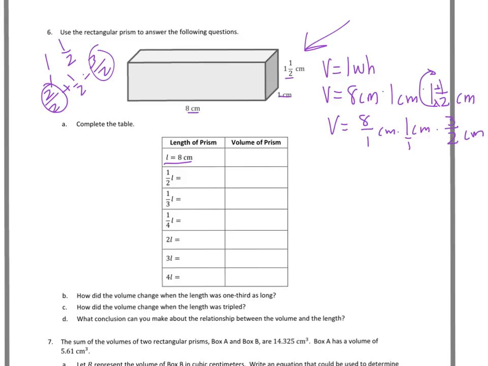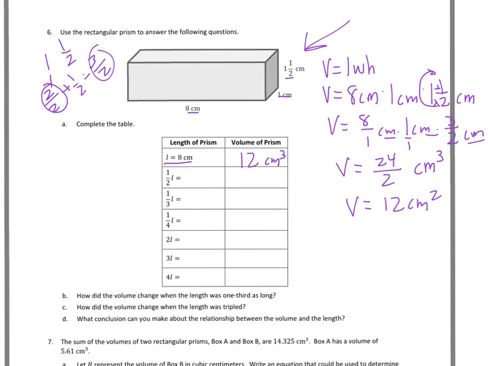So now I can multiply. 8 times 1 is 8, times 3 is 24. 1 times 1 is 1, times 2 is 2. And I'm at centimeters cubed now because I did 3 different centimeter units. And if I divide that, 24 divided by 2 is 12. So I get 12. And I'm going to put in my units for this one.